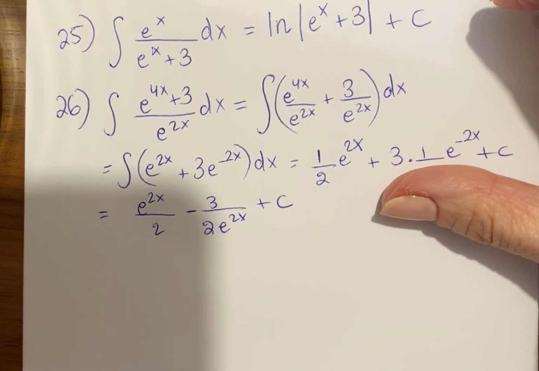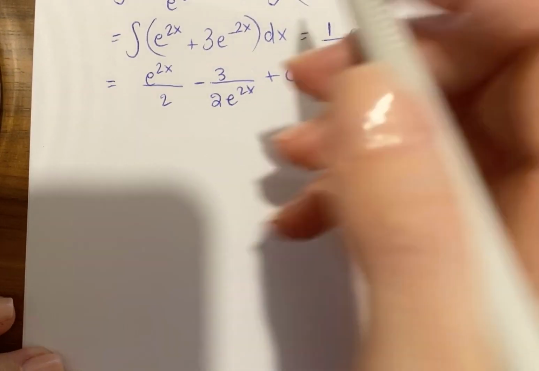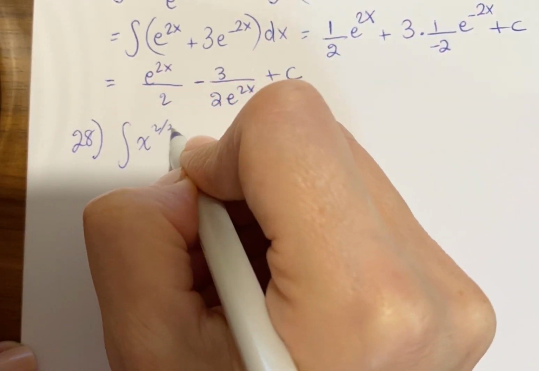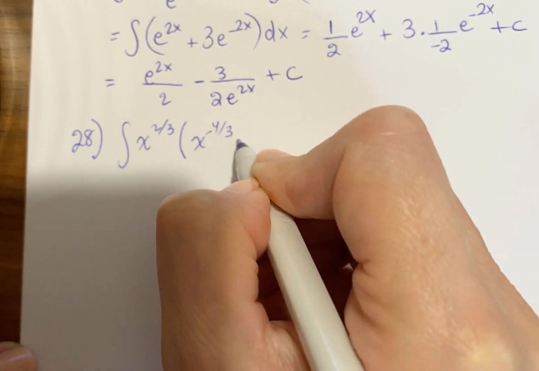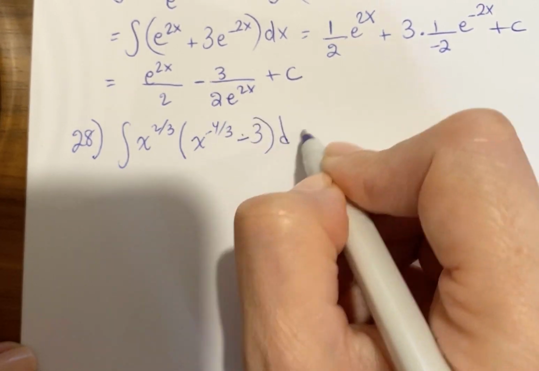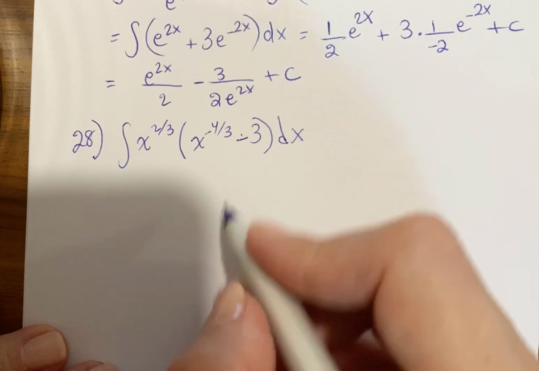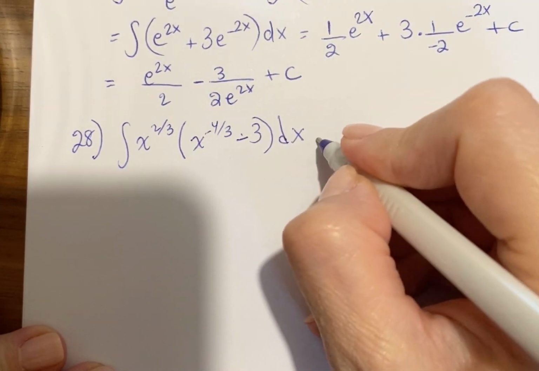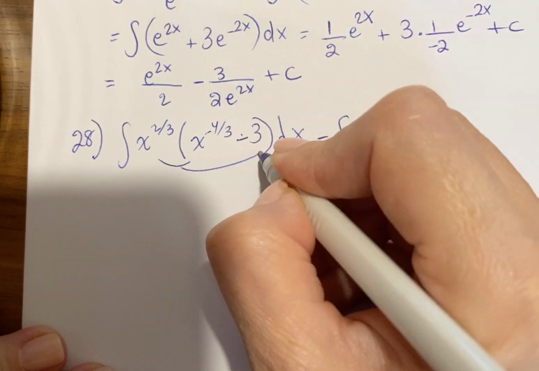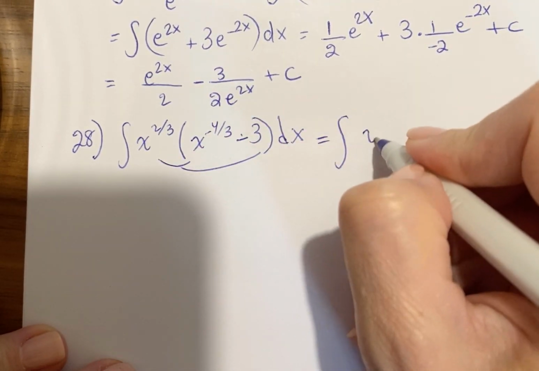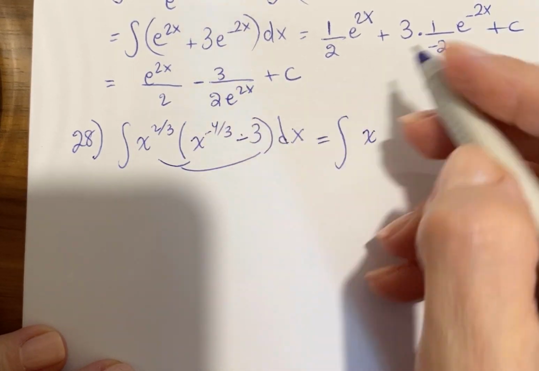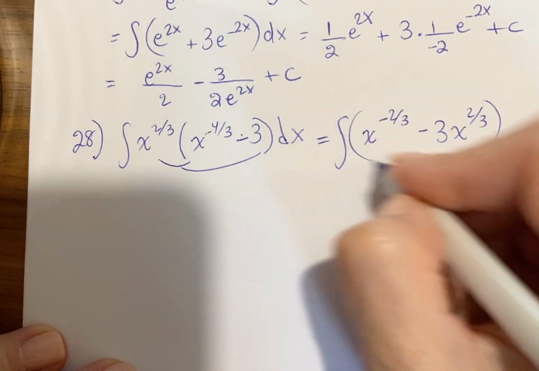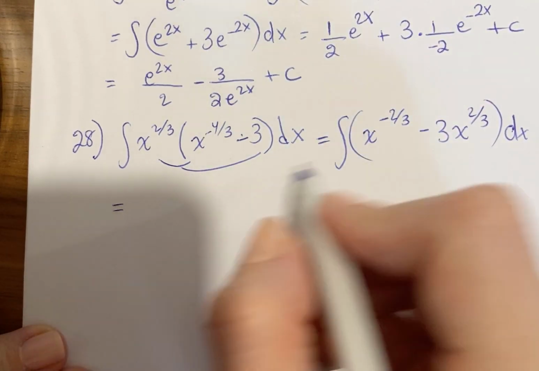All right, so another example. Look at number 28, for example. Antiderivative of x to the power 2 over 3, x to the power minus 4 over 3, minus 3. Again, this is an example where you cannot do it one by one because there's a product. So what you have to do is simplify it first by multiplying and simplifying the powers. So it becomes x to the power 2 over 3 minus 4 over 3 minus 2 over 3 minus 3x to the power 2 over 3. Now you can do them one by one.